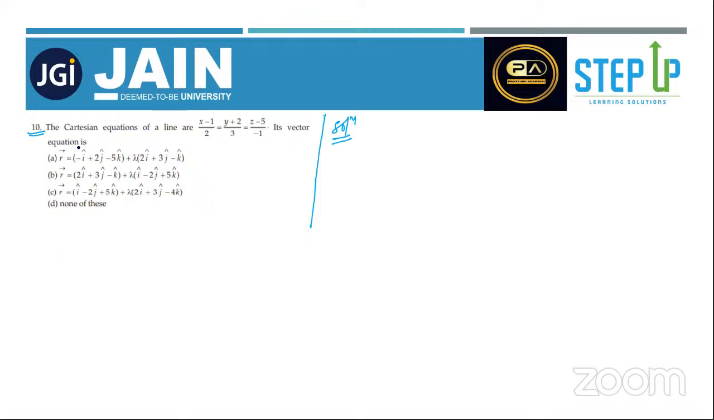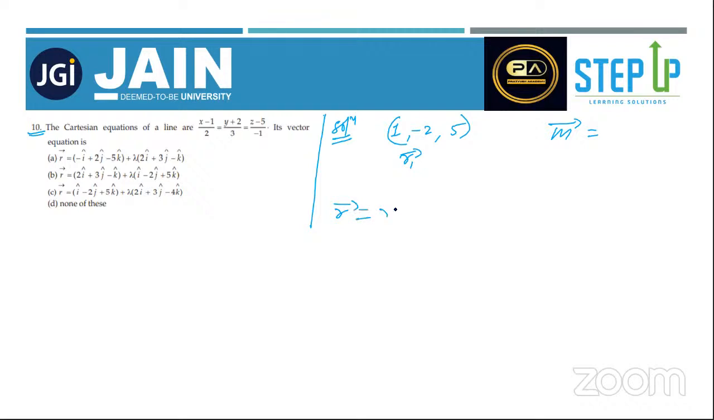So the line passing through the point is, so what is the position vector here? The position vector will be 1, -2, and 5. So 1, -2, and 5. This is R1 vector.